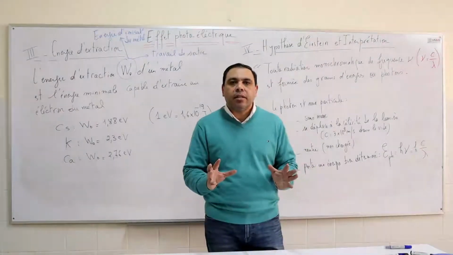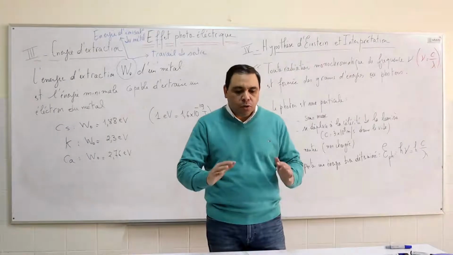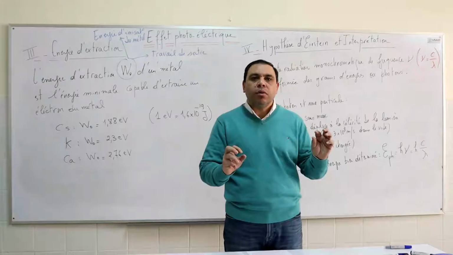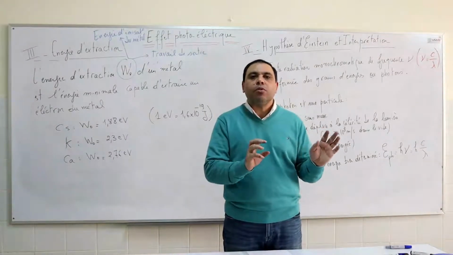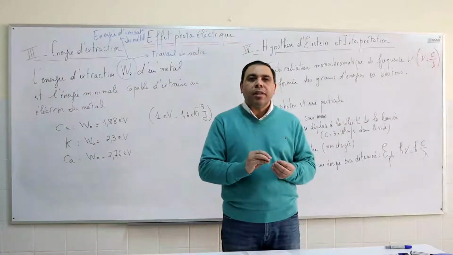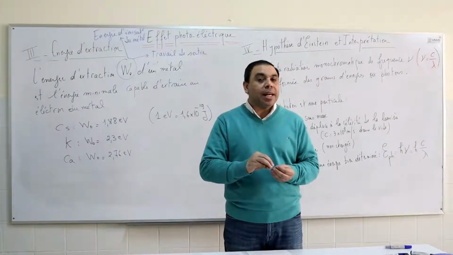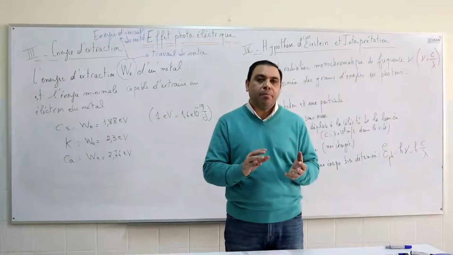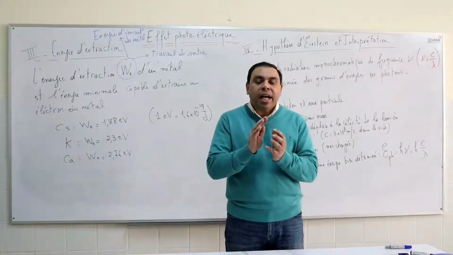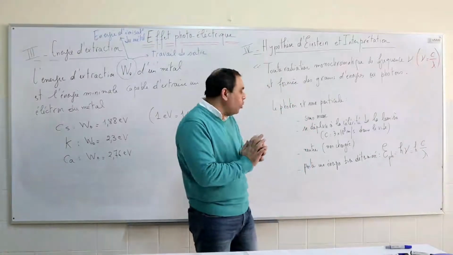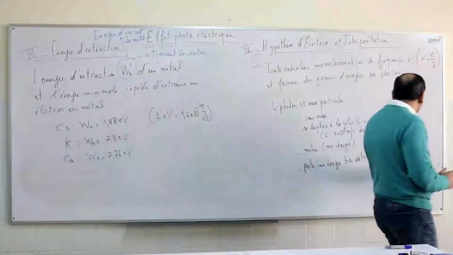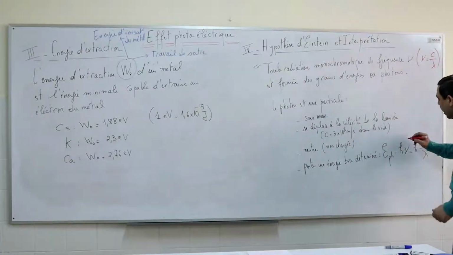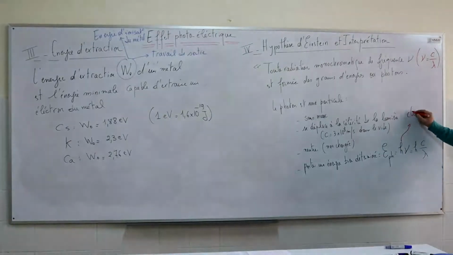Einstein was the one who interpreted the photoelectric effect by introducing the following hypothesis. All monochromatic radiations of frequency nu are formed of energy packets or photons. The photon is a particle that has no mass, that moves with the speed of light. It is neutral, that is, it has no charge. It carries a well-determined value of energy equal to h times nu. h is a universal constant called Planck's constant.